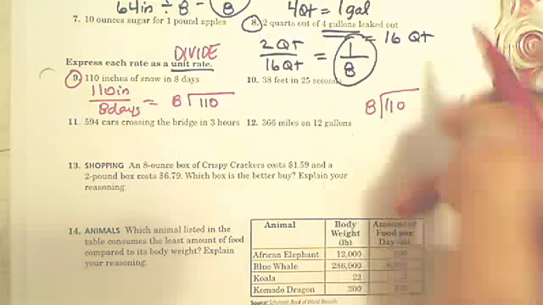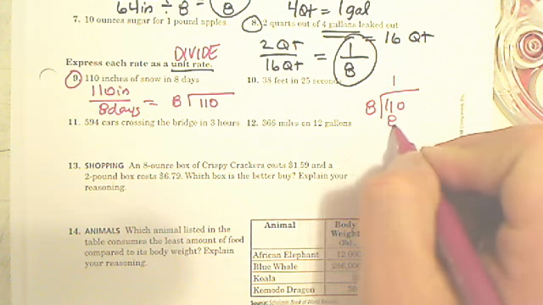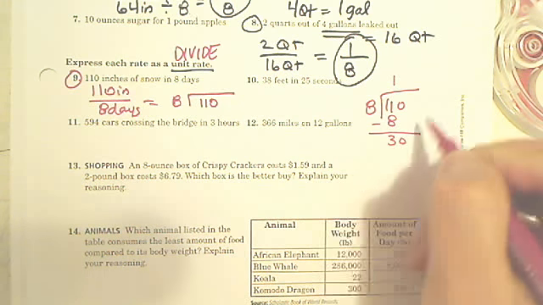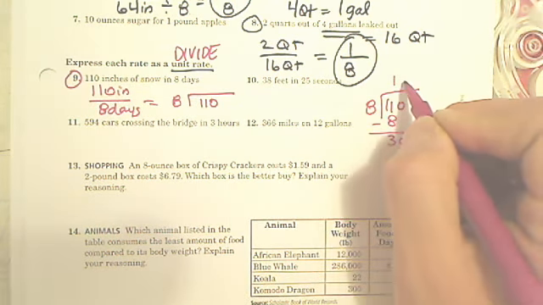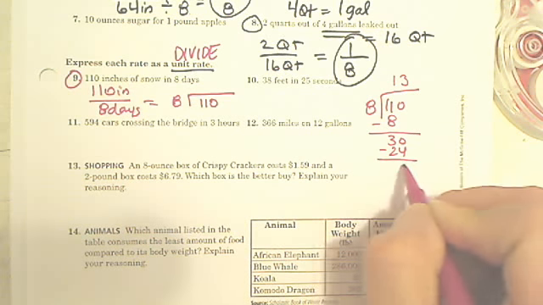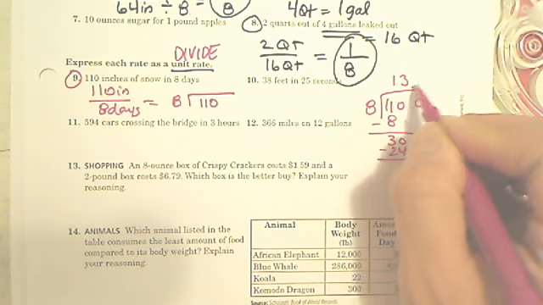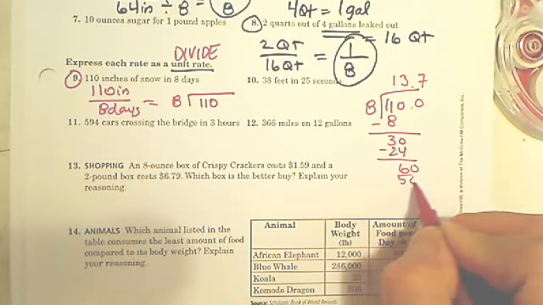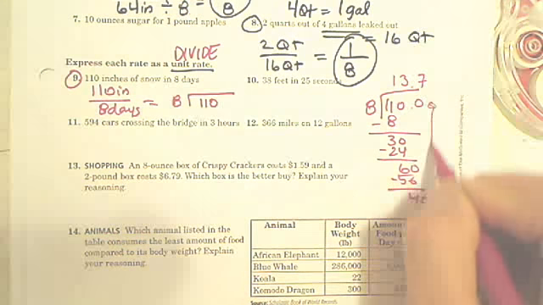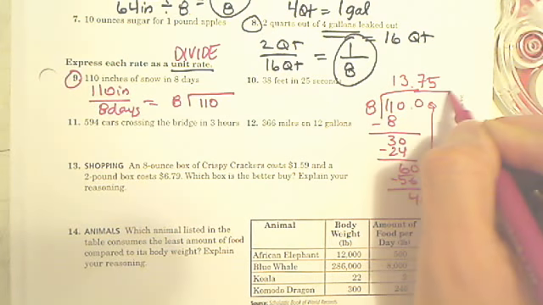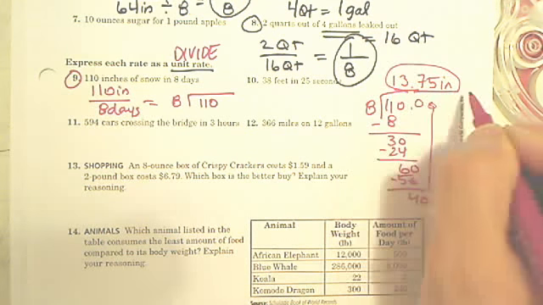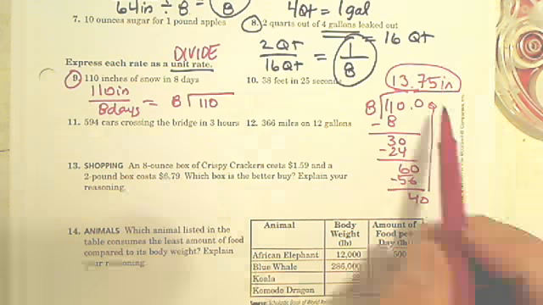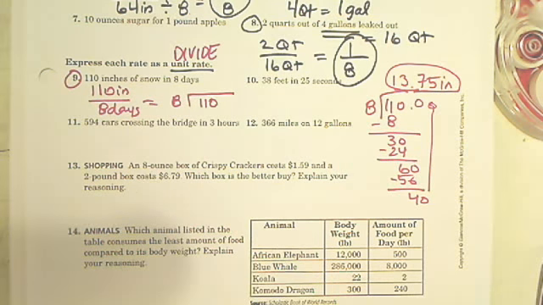Okay. 8 goes into 11 1 time. Subtract the difference. Bring down the 0. 8 goes into 30 3 times. Subtract the difference. You get 6. Add a 0. Add a decimal. 8 goes into 60 7 times. 56. Subtract it one more time. Bring down another 0. 5. It's 13.75 inches per day.